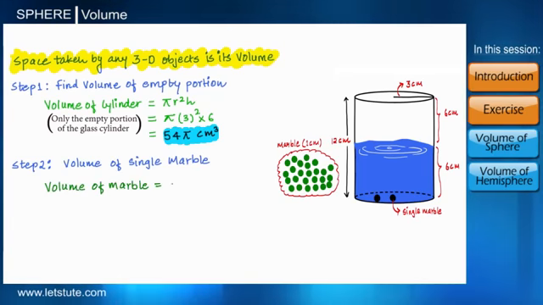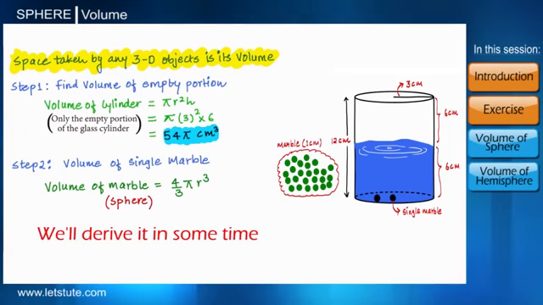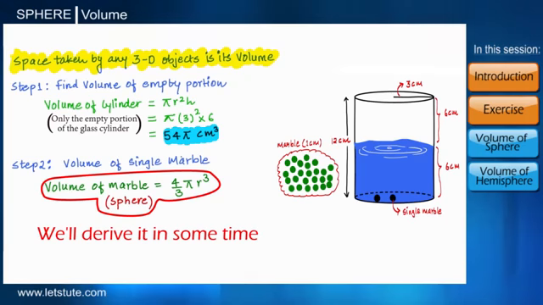Volume of a marble is calculated by the formula 4/3 πr³. This is the general formula used to calculate the volume of a sphere, and a marble is also a spherical object. We will also discuss why we use this formula to calculate the volume of a marble, or you can say a spherical object, just after a few minutes.